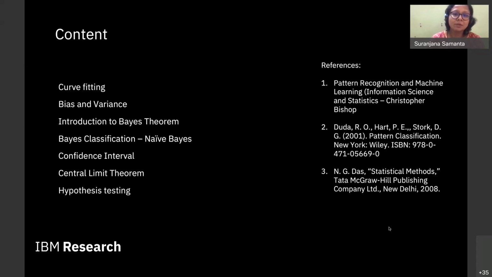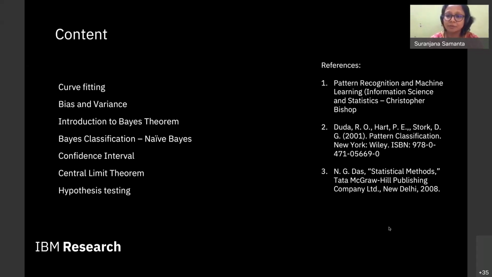Basically, I'll be going through these topics. We'll start with a little bit of curve fitting. Then we'll go to the very important concept of bias and variance. We'll mostly talk about Bayes theorem and how we can use it in the classification task. Then finally, we'll finish off with three important statistical concepts: confidence interval, central limit theorem, and hypothesis testing.